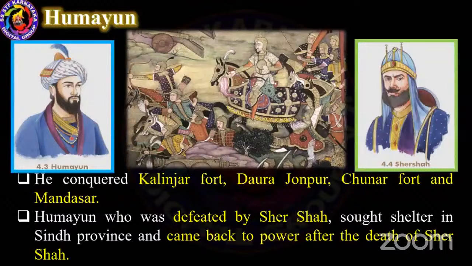Around 1540, Humayun was defeated by Sher Shah Suri. Therefore, he ran away from Indian territory and took shelter with the Persian rulers. The Sindh province means present-day Pakistan and Afghanistan area. He took shelter with the Persian rulers. When he heard the news of the death of Sher Shah Suri, with the help of the Persian ruler and his remaining army, he marched towards India to recapture his empire.